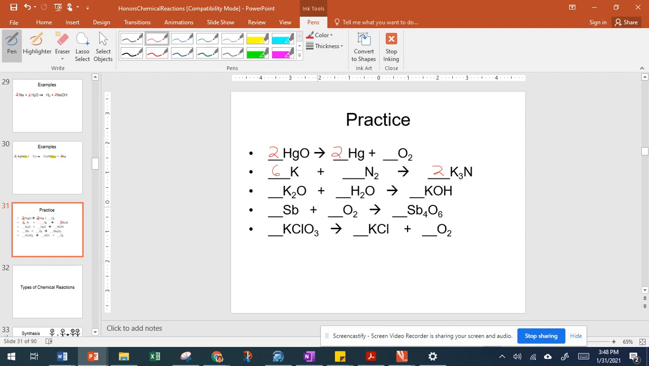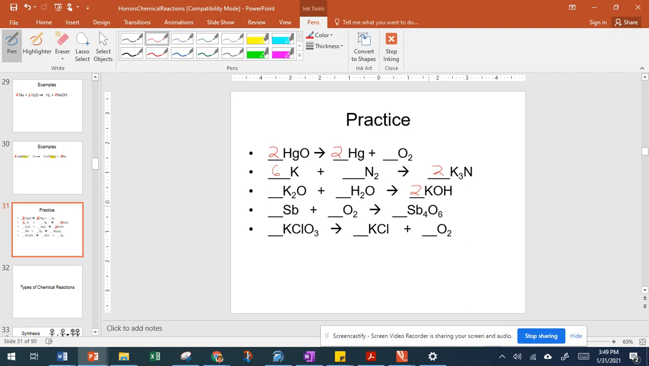With the next one, we see here that oxygen is all over the place. I would leave that to last. And I can either start with the hydrogen or with the potassium. And since potassium is a metal, I'm going to start with the potassium. When I do that, I can see now I have 2 oxygens on the product side, and I have 1 plus 2 oxygens here. I have 2 hydrogens on the product side, and I have 2 hydrogens there, and potassium also is balanced, so I'm good.